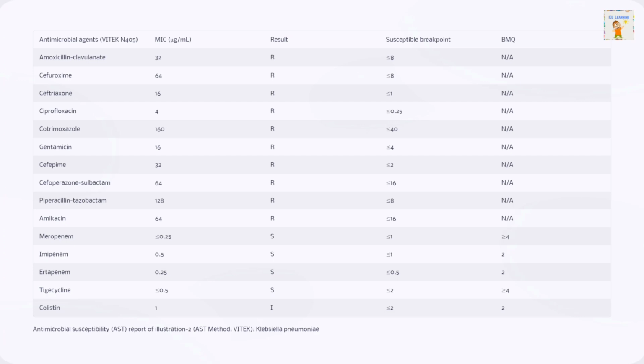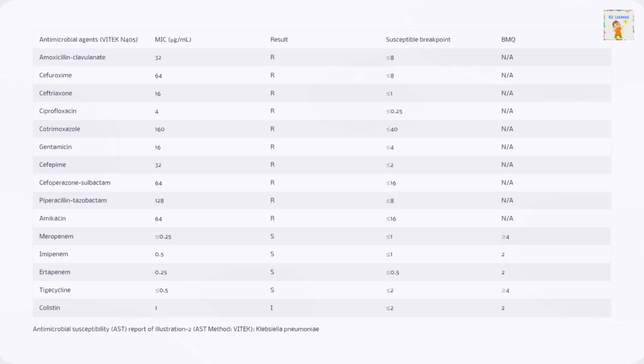Now if you look at this culture report, you can see that this organism is susceptible to meropenem, imipenem, ertapenem, tigecycline, and intermediate to colistin. So there are 4 choices that we have. The MIC for meropenem is less than 0.25, imipenem is 0.5, ertapenem is 0.25, and tigecycline is less than 0.5. But if we look at the susceptibility breakpoints as well, they are different: less than 1, less than 1, less than 0.5, and less than 2.